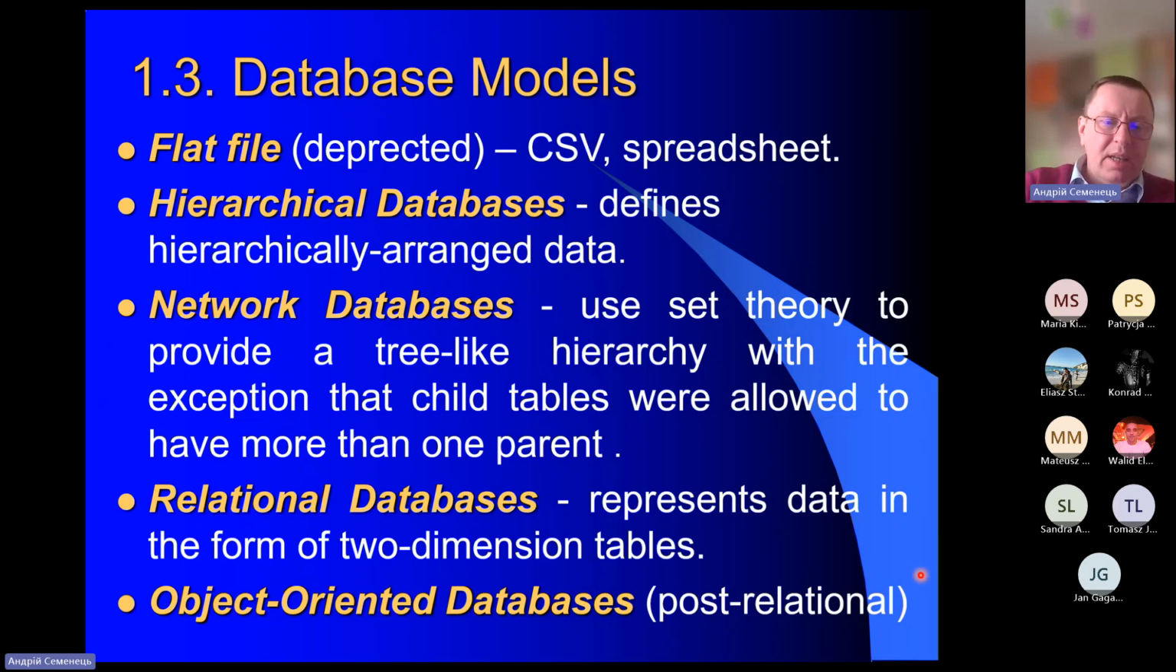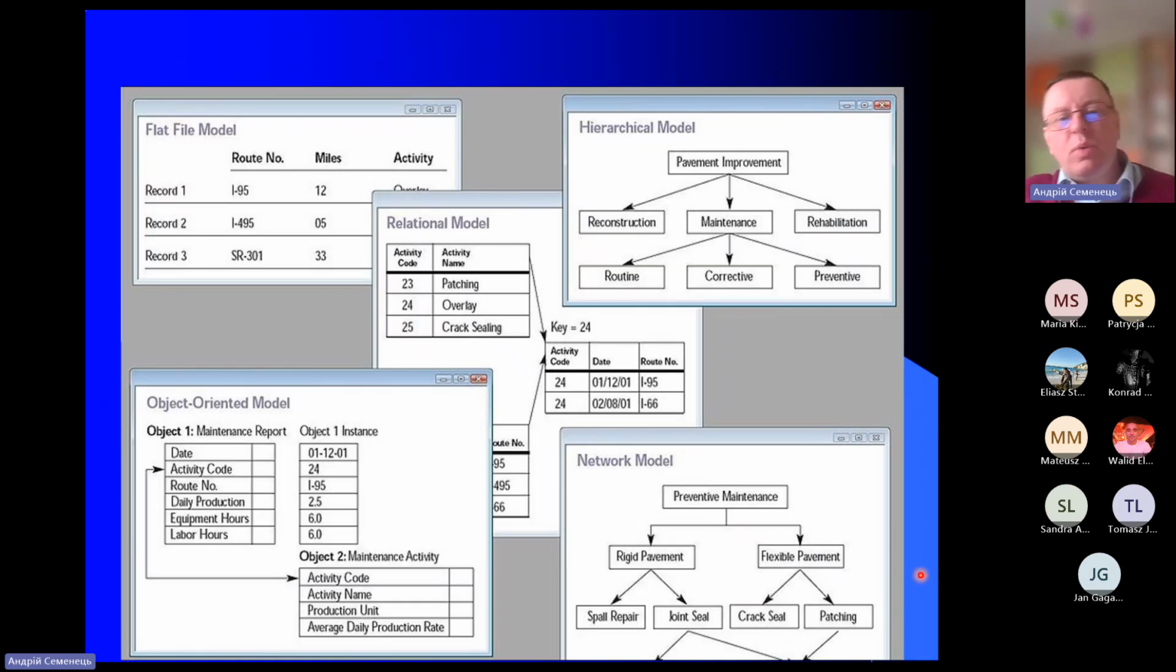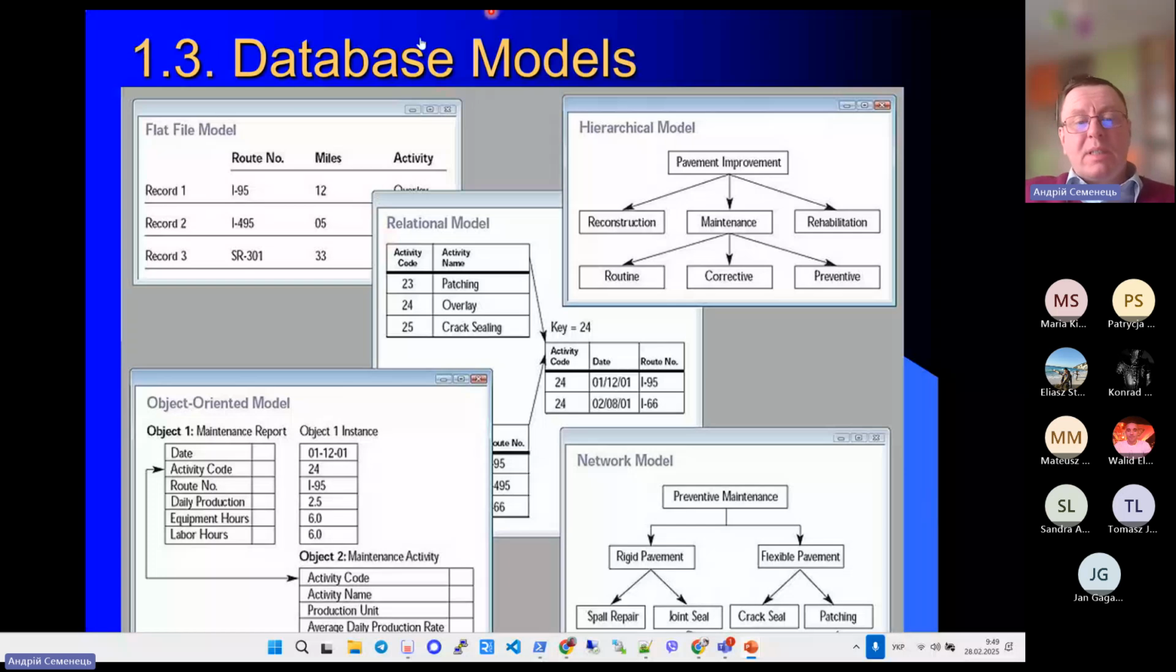Hierarchical defines a hierarchically arranged data model. The network model uses set theory and generates a tree-like structure. Actually a very effective database model, but very hard to maintain and manage data. So practically, most modern solutions are based on relational databases or object-oriented or post-relational databases. So here we have all these models shown in the chart. Here we have in the flat file model actually a text file, hierarchical, useful if we talk about a tree-like structure.